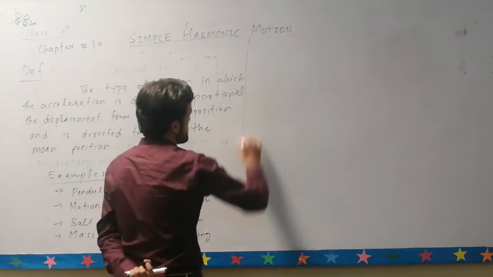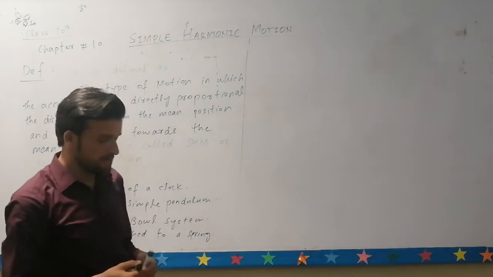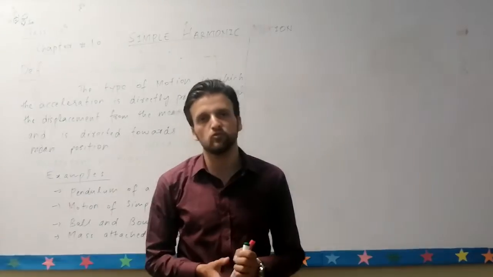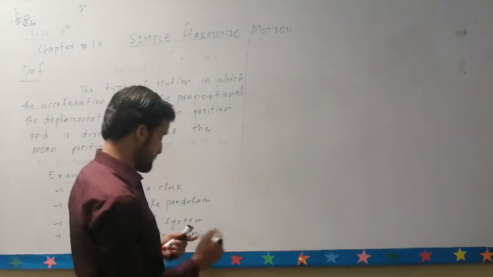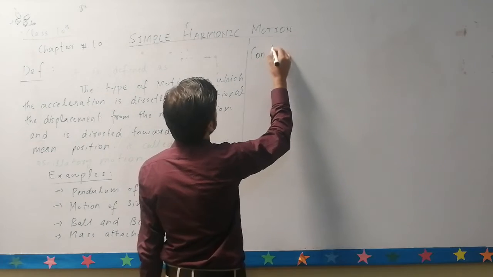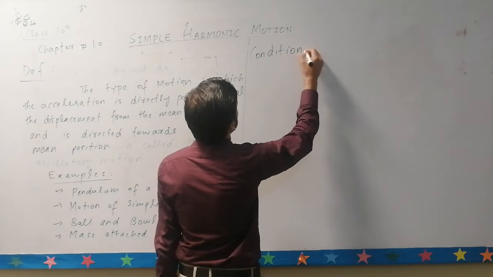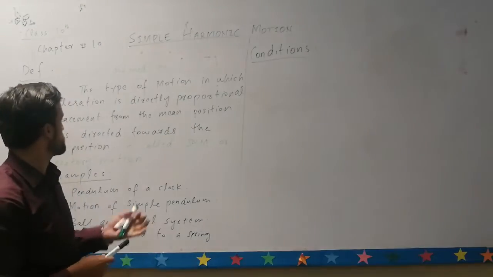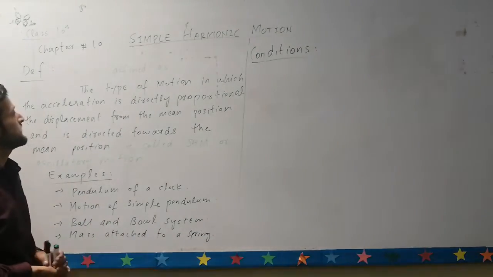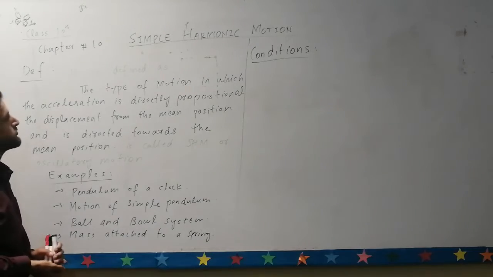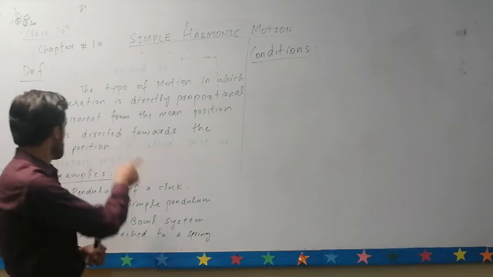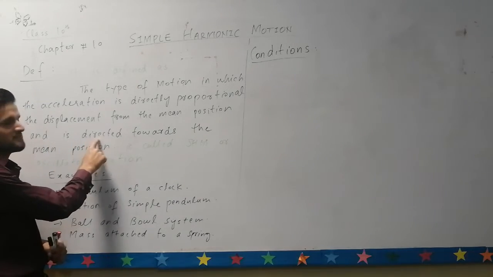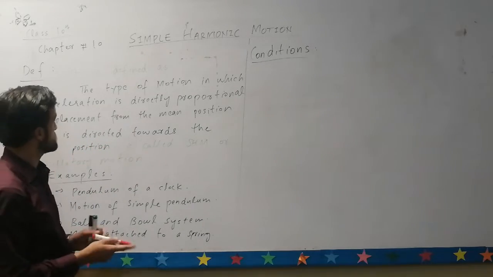Now we move towards the conditions for simple harmonic motion. There are some conditions that, when we apply them on an oscillatory motion, make it simple harmonic motion. Necessary conditions for simple harmonic motion: the first condition comes from its definition. It says that the acceleration is always directly proportional to the displacement from the mean position, and the second condition says that the direction of this acceleration is towards the mean position.